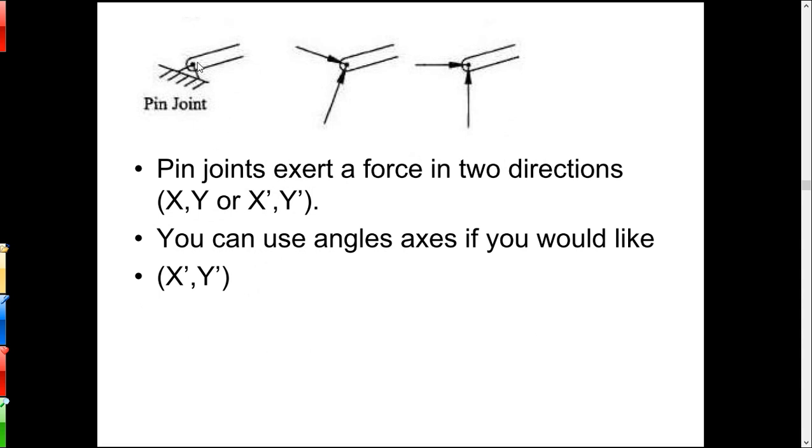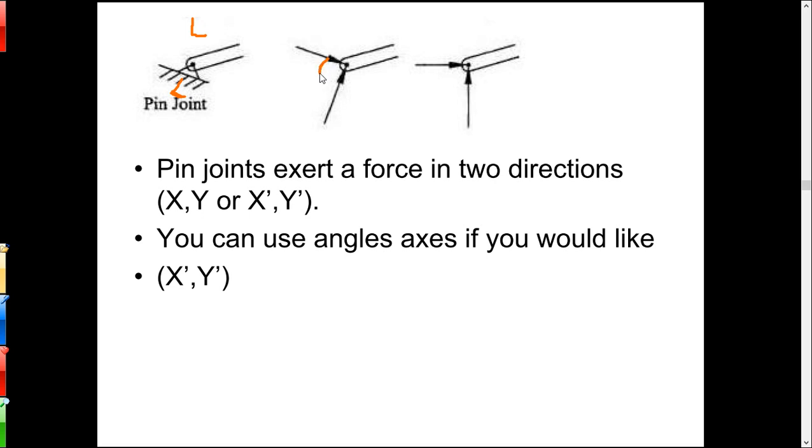Now a pin joint holds the object down in place but allows it to rotate. So this object can't move up, down, or left, right. And you could define that either in the classical kind of XY sense, or you could look at a set of axes normal and parallel to that surface. Either way, that object isn't going to move. So there are forces exerted in those two directions now to hold it in place.